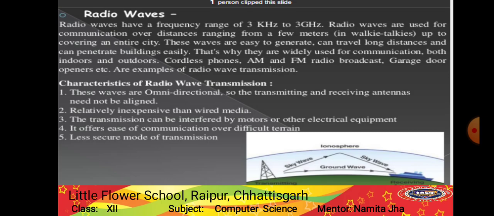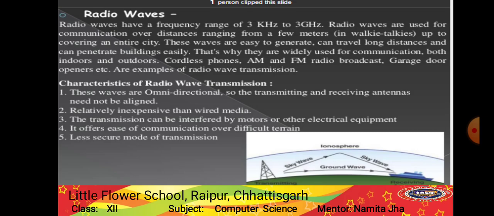Cordless phones, AM and FM radio broadcast, garage door openers, etc. are examples of radio wave transmission. There are some characteristics of radio wave transmission. First, these waves are omnidirectional, so the transmitting and receiving antennas need not be aligned.